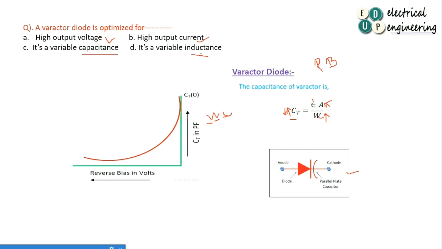When reverse voltage is increased, the width of the depletion region increases and the capacitance of the varactor decreases. So it is also known as a variable capacitor and voltage dependent diode. So here the correct option is C, variable capacitance. The varactor diode has some advantages: it produces less noise, is less costly, and is more reliable. It is small in size and less in weight.